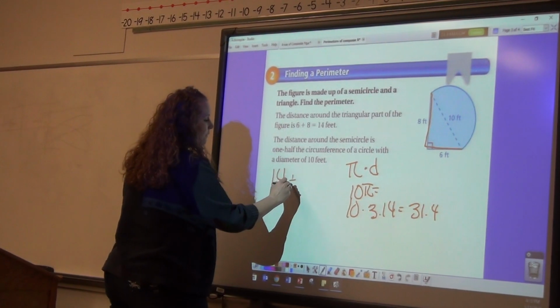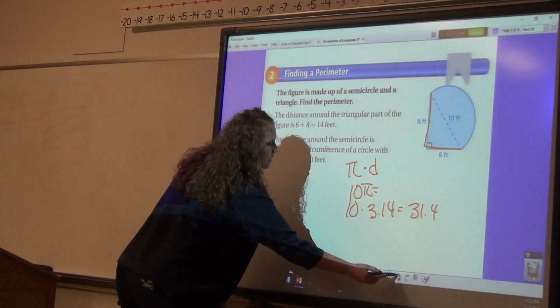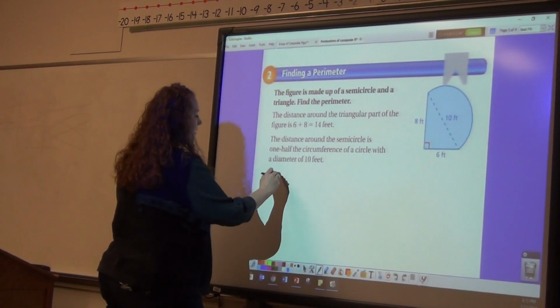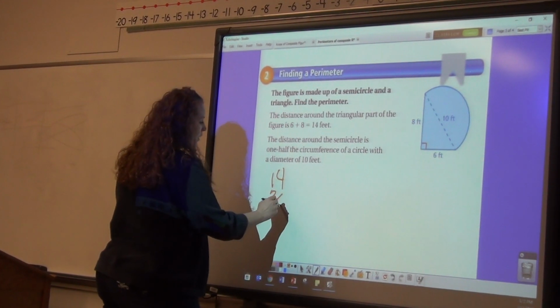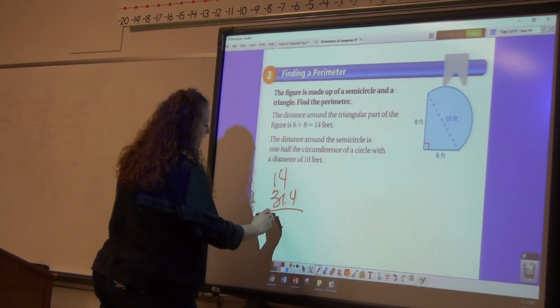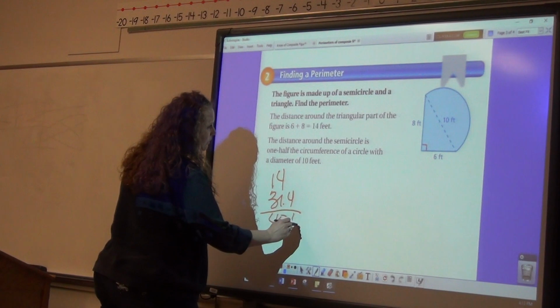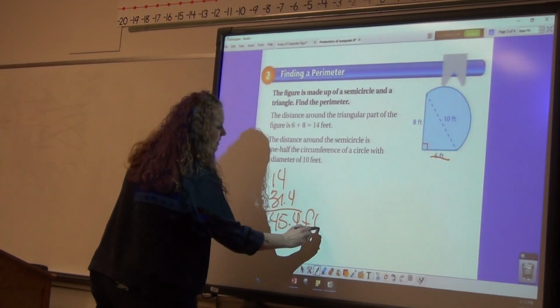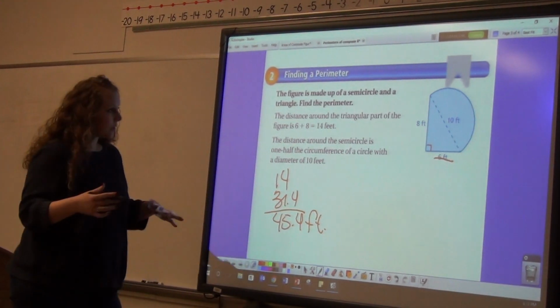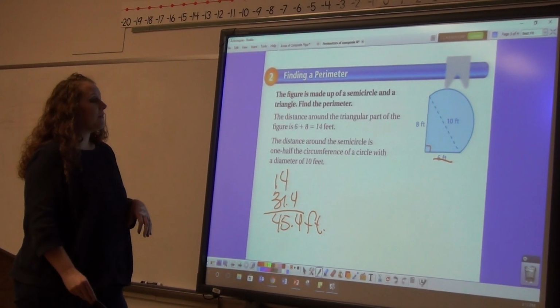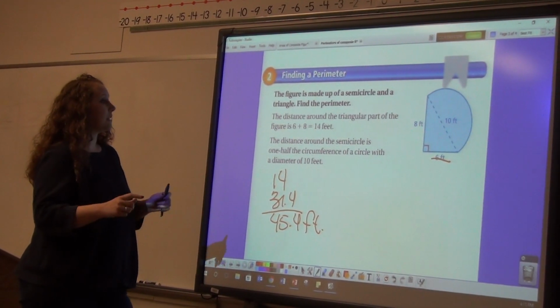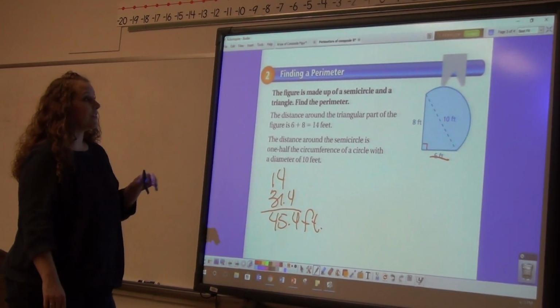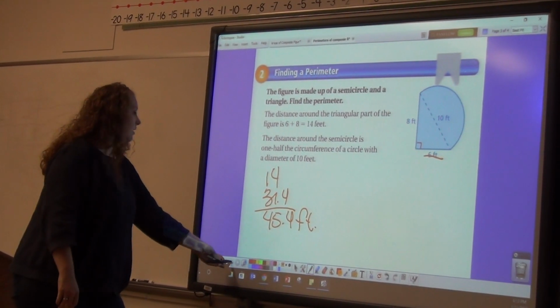When we add that to 14, 31.4, we get 45.4, and this is in feet. And since it's perimeter, it is not squared, area is squared, perimeter is not. 45.4 feet is the perimeter of that figure.